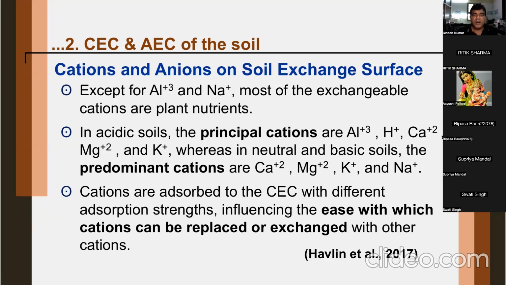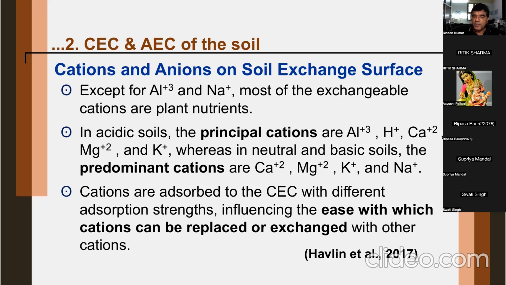Now, cations and anions on the soil exchange surface: how much quantity of cations or anions are there on the exchangeable sites. Exchangeable sites can be referred to as the soil exchange surface. Except for aluminium and sodium, most of the exchangeable cations are plant nutrients. You already know what base saturation is. In acidic soil, the principal cations are aluminium, hydrogen, calcium, magnesium, and potassium, though aluminium and hydrogen dominate. In neutral and basic soils, the predominant cations are calcium, magnesium, potassium, and sodium.